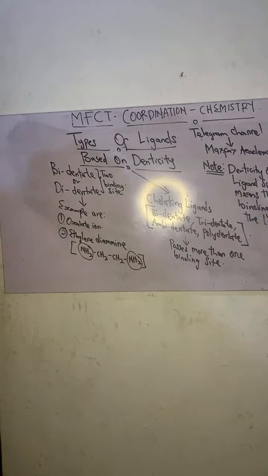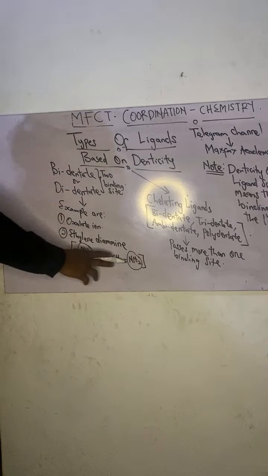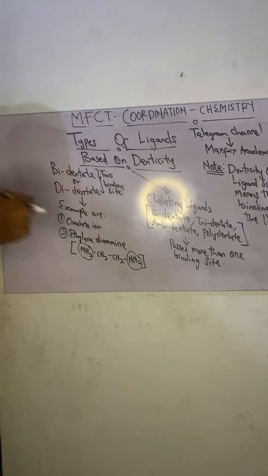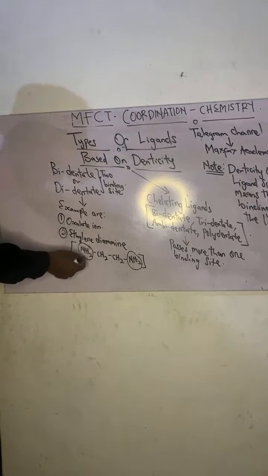You would remember that when I was talking about an example of monodentate ligand, that was amine, NH3. But for your bidentate, we have ethylene diamine. One part is NH2, another part is NH2. So they have two binding sites, which can be used to bind to the central atom.